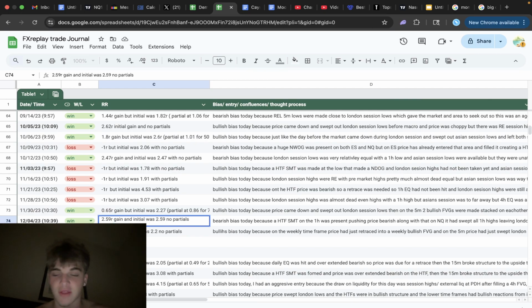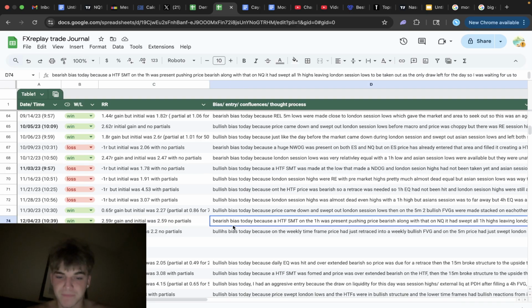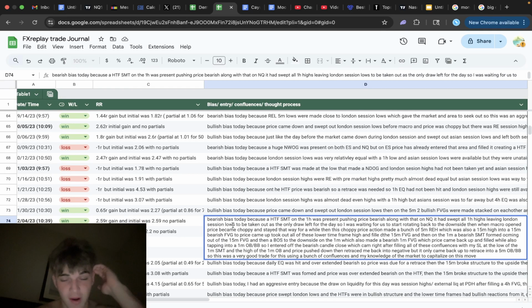First, December 4th, 2023 at 10:39 a.m., we took a win. 2.5 R gained on this day, and the initial was 2.59 R. No partials were taken on this trade. I'm going to read this out and then show you all the screenshot of the explanation. So, bearish bias today because a high time frame SMT on the 1 hour was present, pushing price bearish. With that on NQ, it had swept. So NQ had swept out all 1 hour highs, leaving London session lows to be taken out as the only draw left for the day.